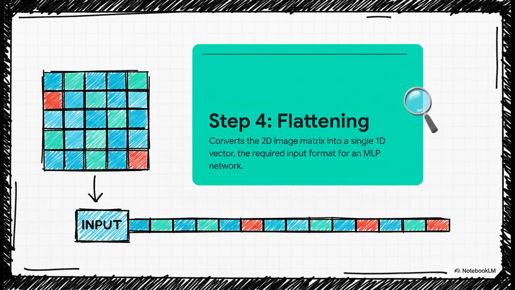And that brings us to our final step, flattening. Why do we do this? Well, a standard neural network, a multi-layer perceptron, just can't read a 2D grid. It's not built for that. It's designed to take a simple, one-dimensional list of numbers as its input. So we have to unroll our 2D image grid into one long line.